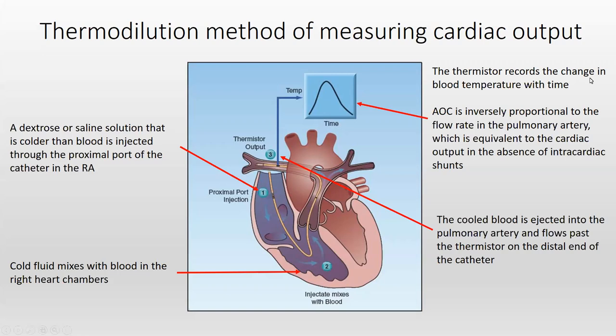The thermistor then records the change in blood temperature with time, and the area under the curve is inversely proportional to the flow rate in the pulmonary artery, which is equivalent to the cardiac output in the absence of intracardiac shunt. And this is why PA catheters can actually be used to detect shunts, because of the changes in oxygenation and changes in temperature. So injecting cold water, it really depends upon the rate of flow, will tell you what your cardiac output is, basically.